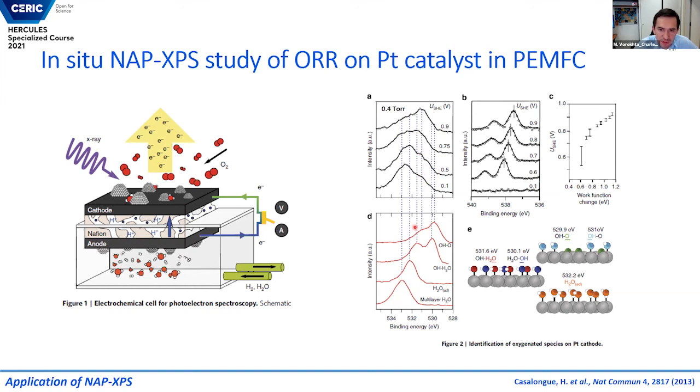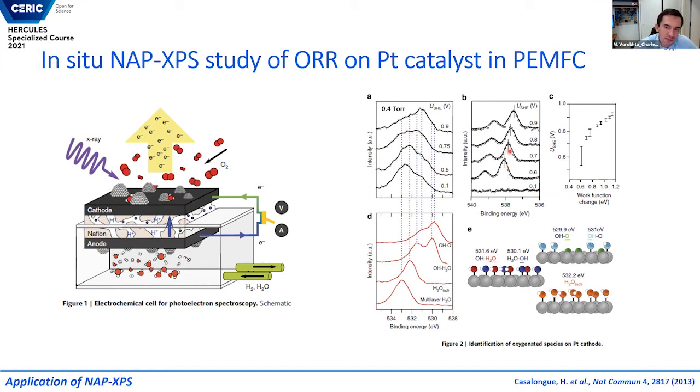For example, you see that when there is a very low potential, you have mainly water on the surface, because this water is coming from the membrane. As soon as you increase the flowing current, you increase the potential, then there is formation of some OH group and oxygen.